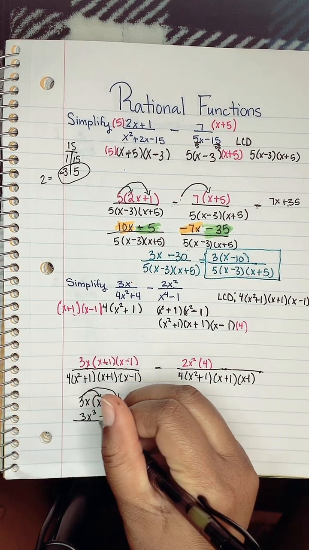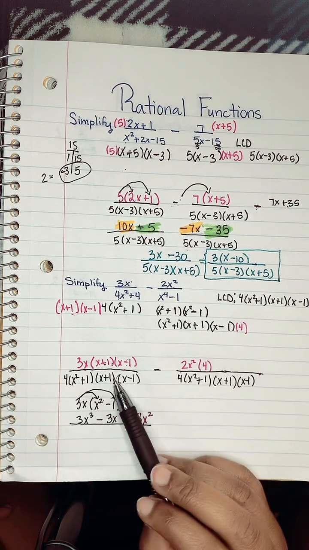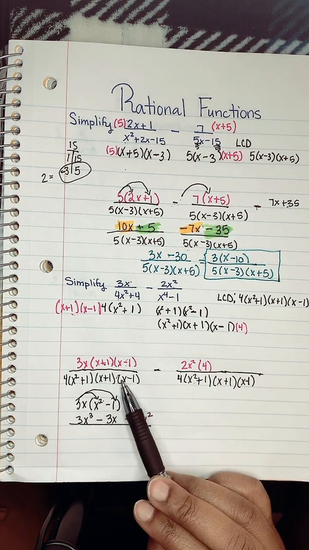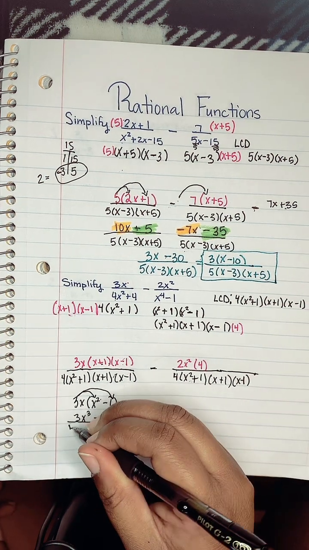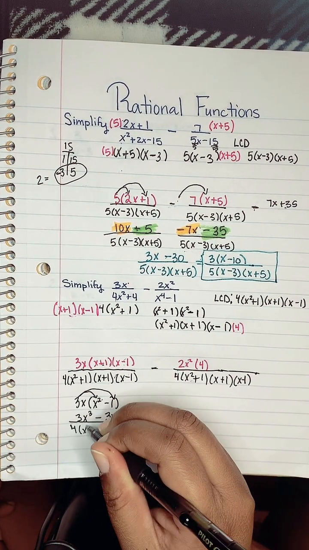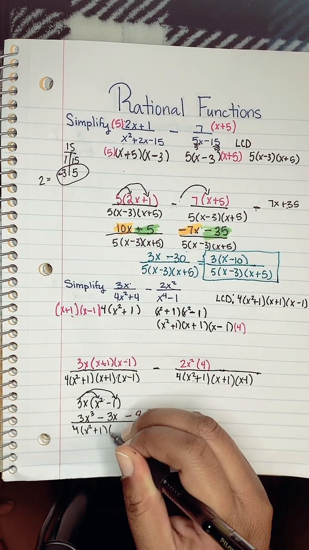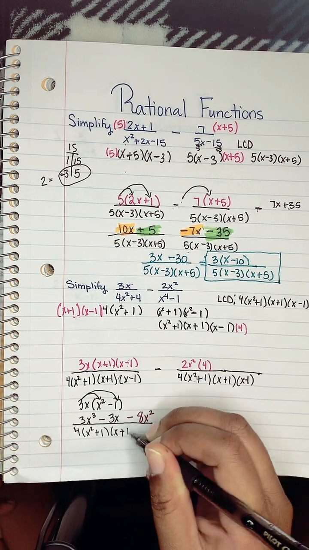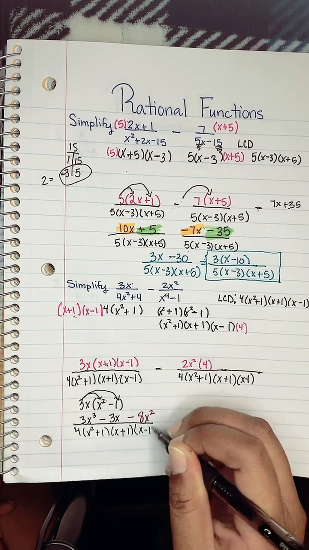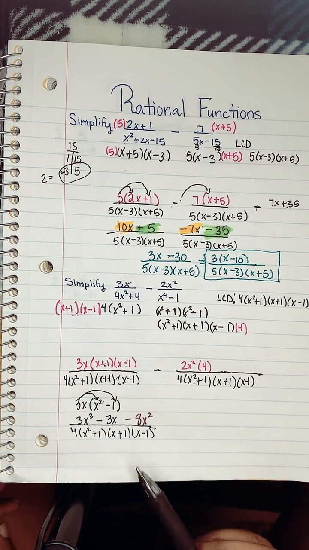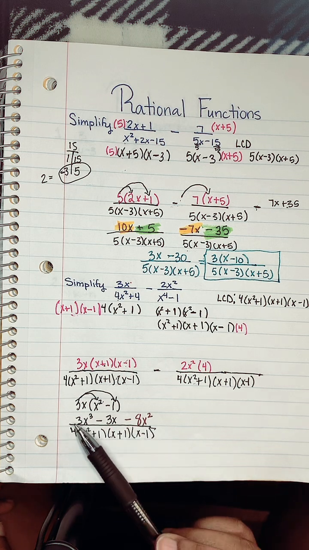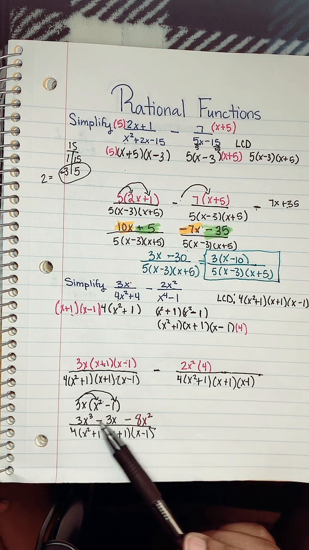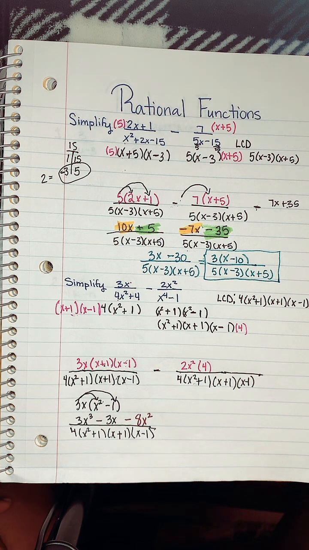All right, now we're going to put this all over. Remember, whenever you're subtracting fractions with the same denominator, you just keep it the same. It's the same denominator. So we're going to take 4 times x squared plus 1, x plus 1, x minus 1. Okay. Now, the question is, am I done? Is my numerator simplified enough? Is it done?